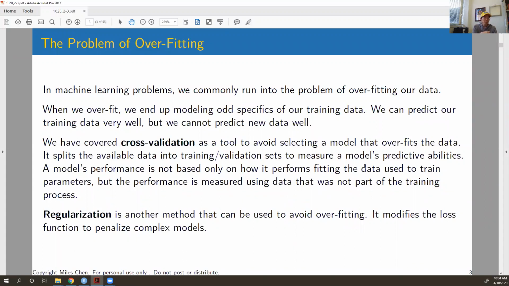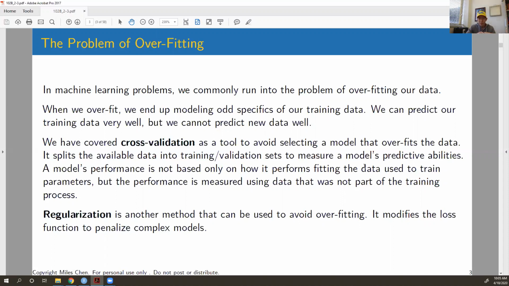We saw that in the cross-validation lecture when we fit the 17th order polynomial. It was very, very wiggly. It fit some of the data points very well, and the data in the training set had very little error. But because it was so wiggly, when new data came in, it did a very poor job of fitting those things. So cross-validation is a tool that we have to avoid selecting a model that overfits the data.